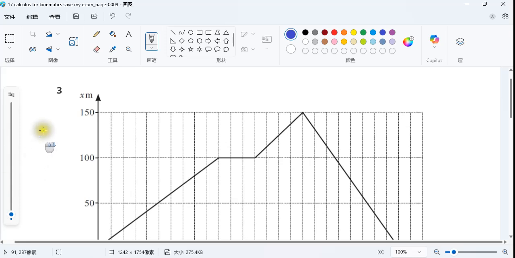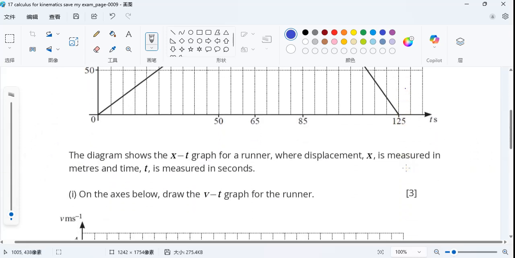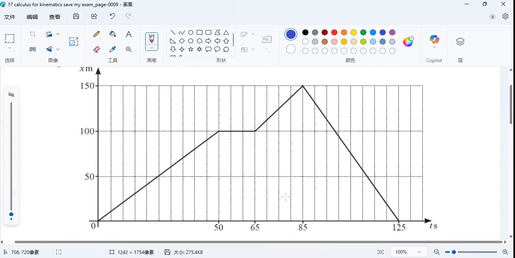Question number 3, we have an xt graph, distance-time graph. So we need to draw the VT graph. We know that the velocity is the gradient. So this one is 50, 100, 70, 65, 85, 50, 125, and this is 0, 0.